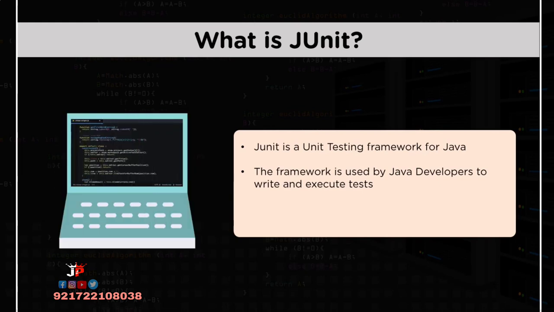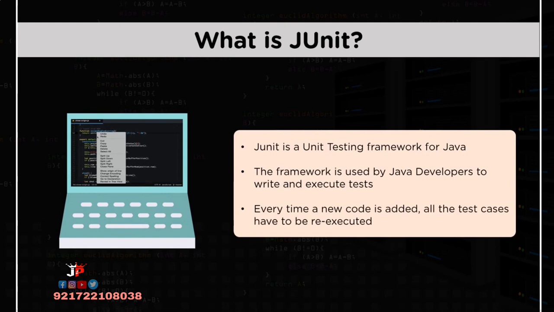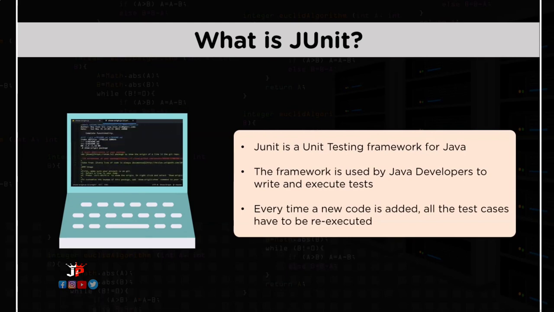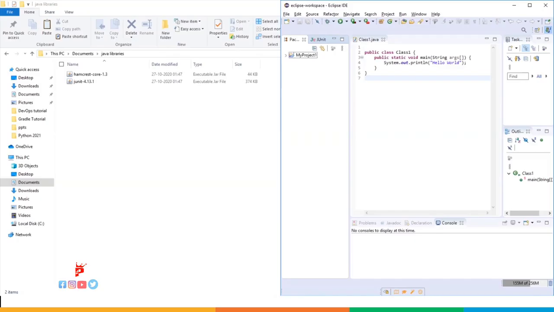Every time a new code is added, all the test cases have to be re-executed to make sure that nothing is broken. There are graphs in JUnit that show the progress of the test. The graphs show green when the test runs smoothly and turn red when the test fails.